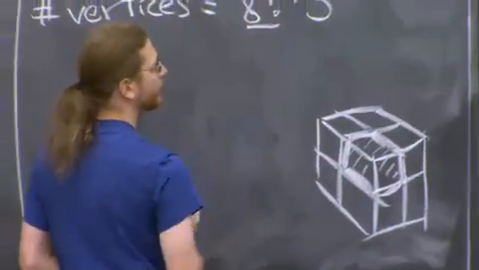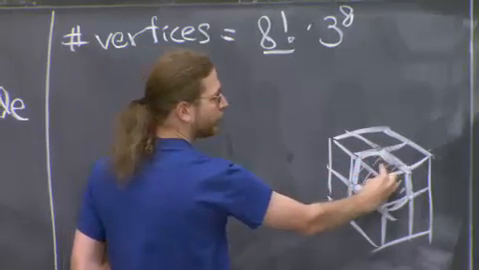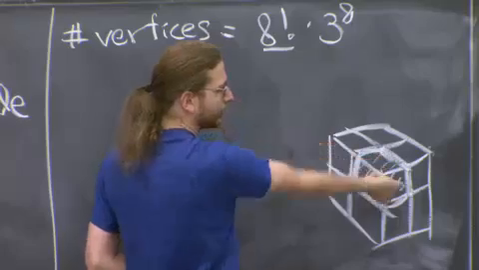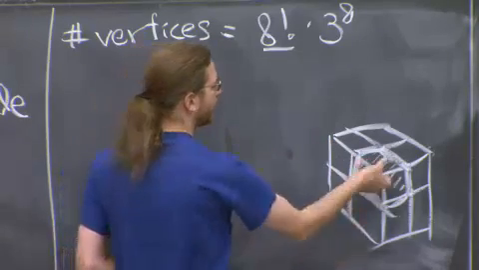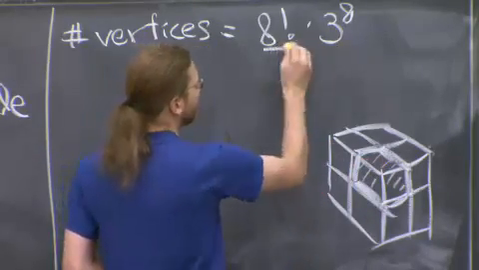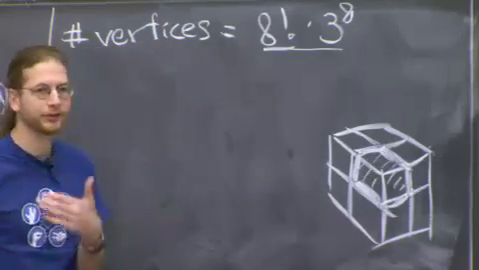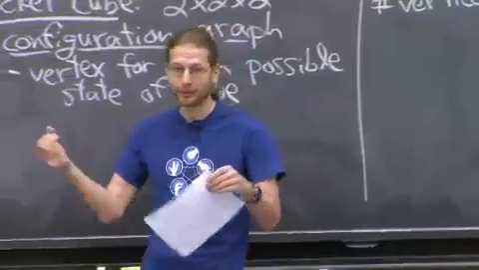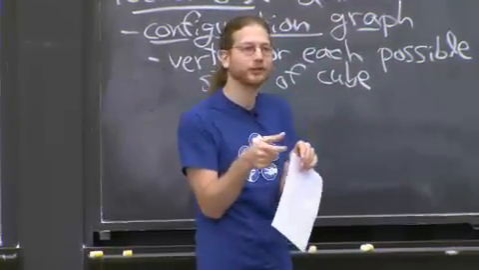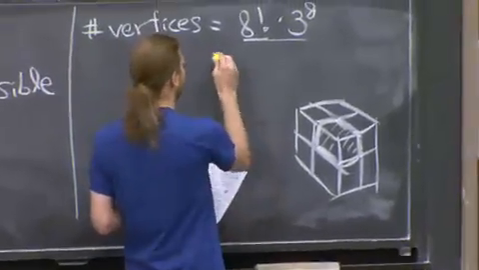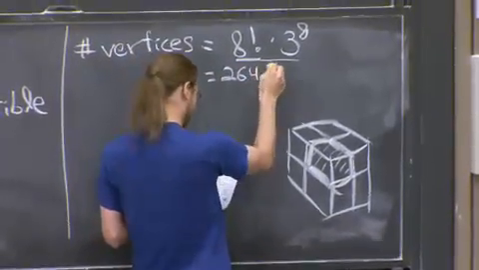That's 8 factorial. And then each of them has 3 possible twists. It could be like this, it could be like this, or it could be like this. OK, so you've got 3 for each. And this is actually an accurate count. You're not overcounting the number of configurations. All of those are, at least in principle, conceivable. If you take apart the cube, you can reassemble it in each of those states. And that number is about 264 million.